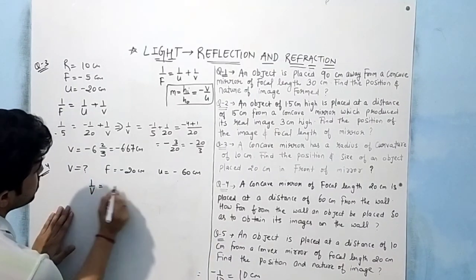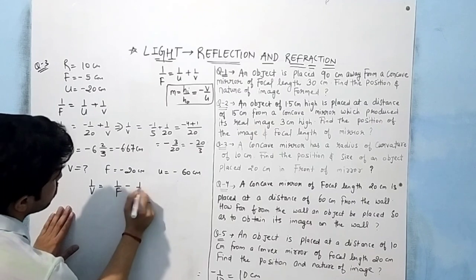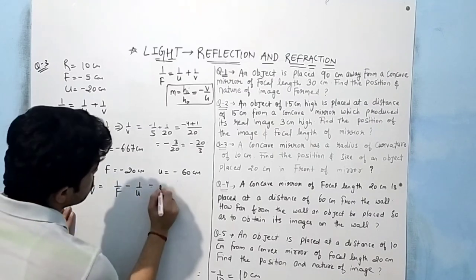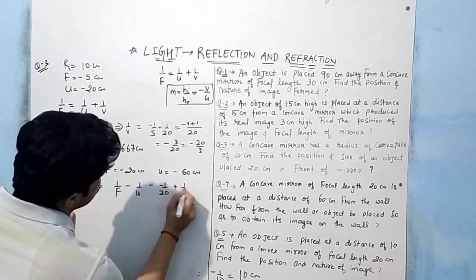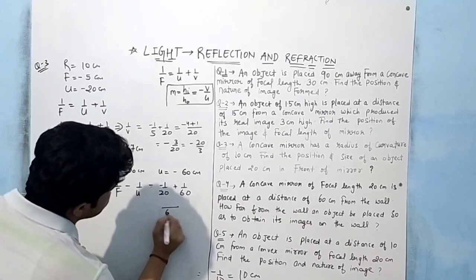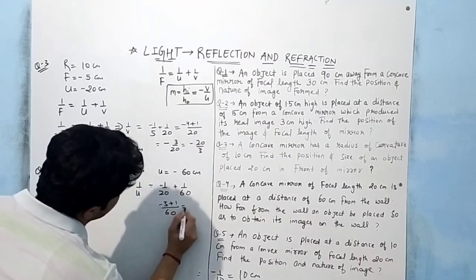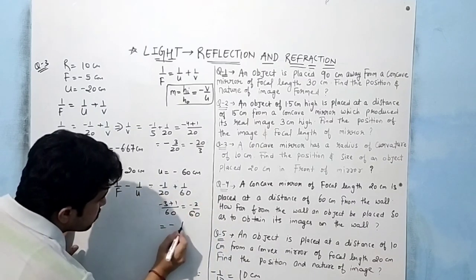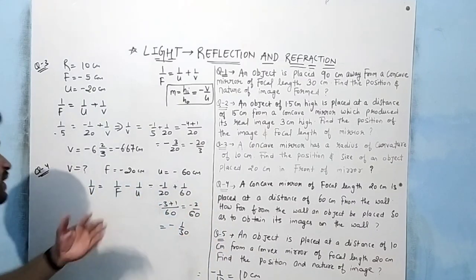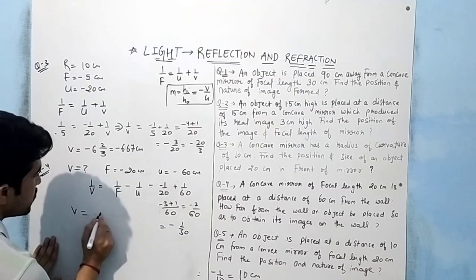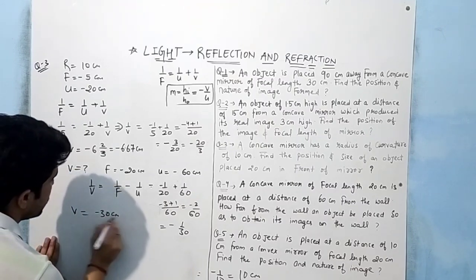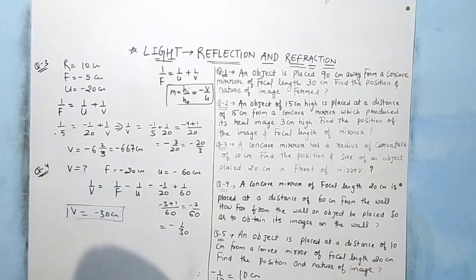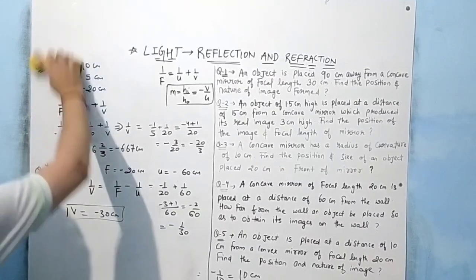So 1 over V is equal to 1 over F minus 1 over U, which will be equal to minus 1 over 20 plus 1 over 60. The LCM is 60, and minus 3 plus 1 will be equal to minus 2 over 60, which is minus 1 over 30, and it will easily lead you to the value of V, which is equal to minus 30 centimeter. I think it's really easy for you guys to calculate this value.